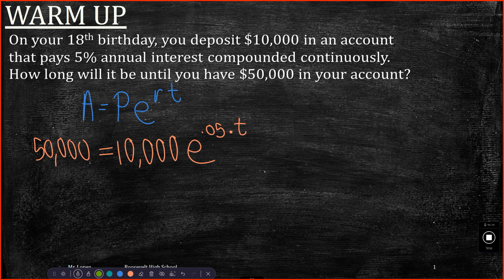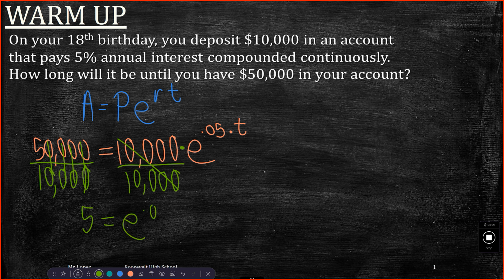How do we solve for t? We've got to get rid of everything else and get that t by itself. So I'm going to get rid of 10,000 first by doing the opposite of multiply, which is divide. I'm going to divide by 10,000 on both sides. 50,000 divided by 10,000, what is that? 5. So 5 divided by 1 is 5, and we've got e to the 0.05t.